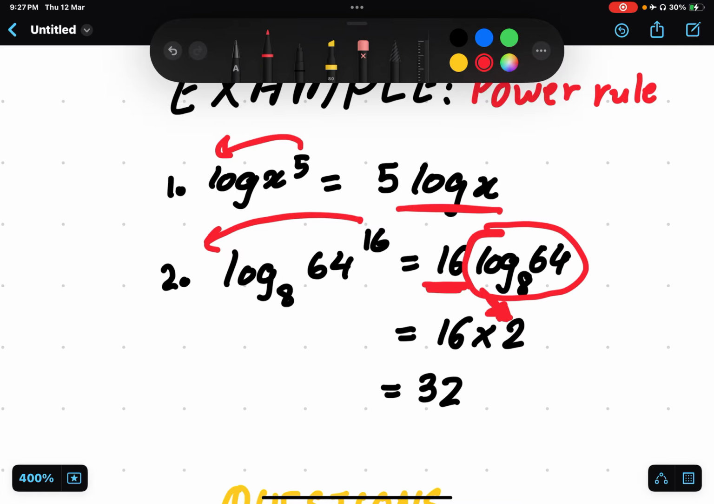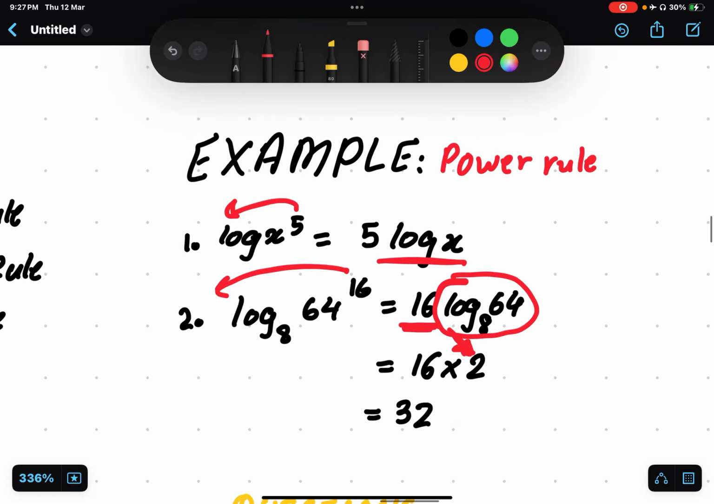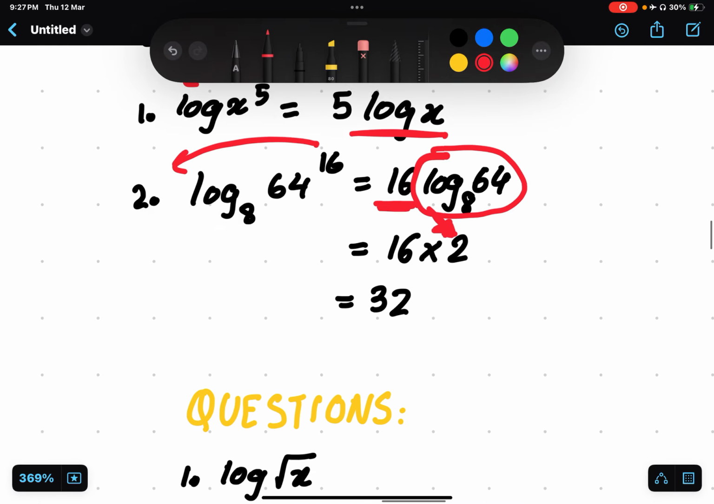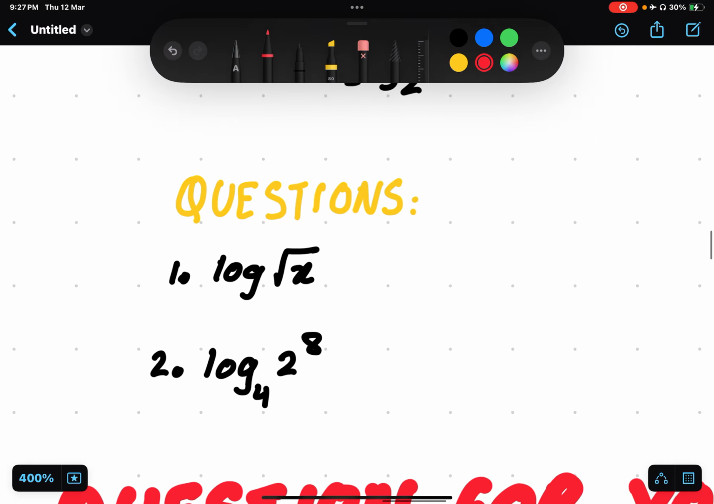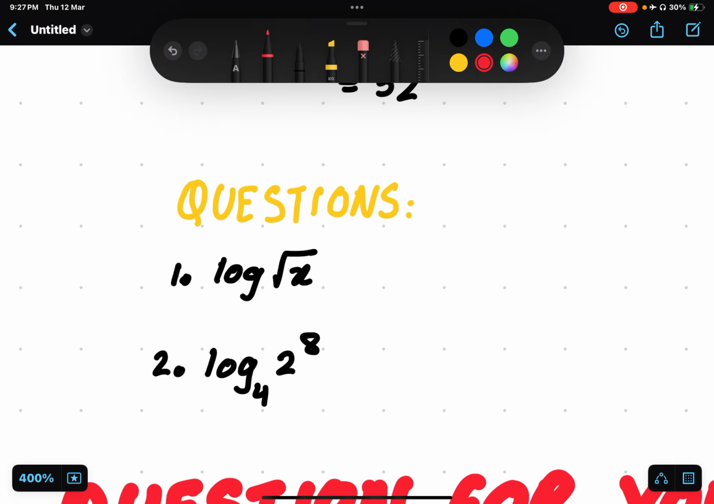Okay, I hope this is going well for you guys and you're understanding everything. So now let's look at some questions. So log under root x. Now, we don't like under roots. We don't like square roots. They are hard to deal with. This whole symbol can get confusing at times. So what we're going to do is we're just simply going to write this out first as log x to the power of half.